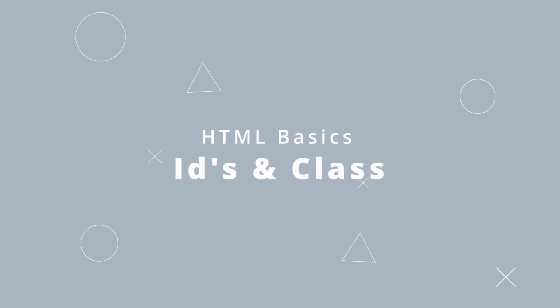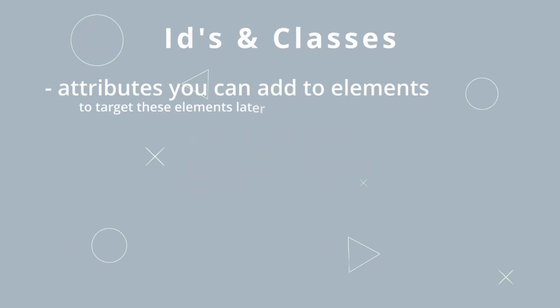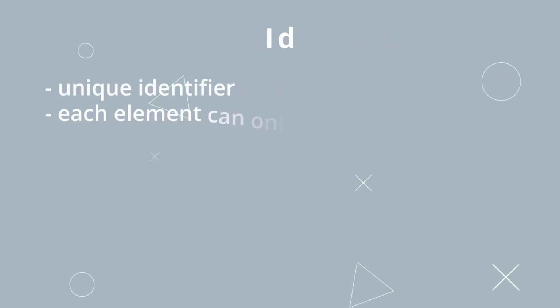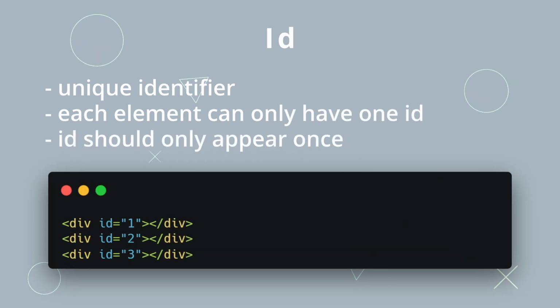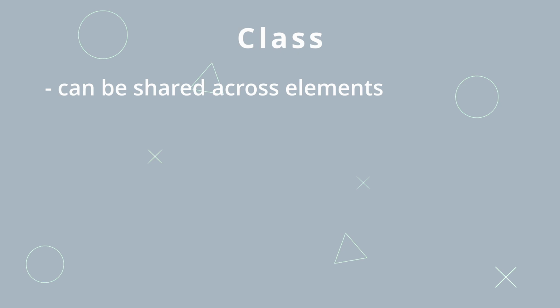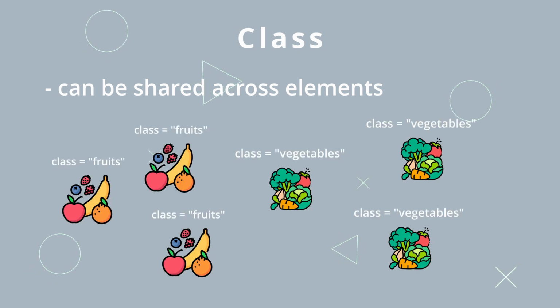Today we learn about IDs and classes inside of HTML. Both of them are attributes you can add to an element, so you can target them later with CSS, for example, or JavaScript. An ID is a unique identifier. Each element can only have one single ID, and each ID should only appear once on a page. A class can be shared across multiple elements. You can use it when you want to group elements and apply the same style or behavior.